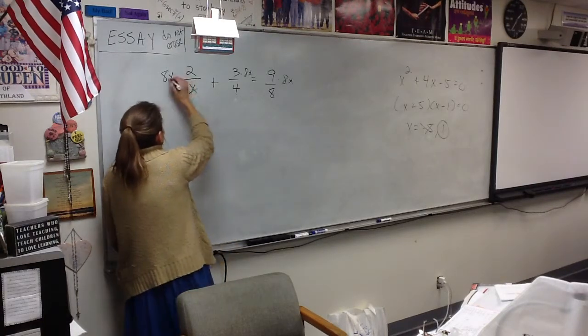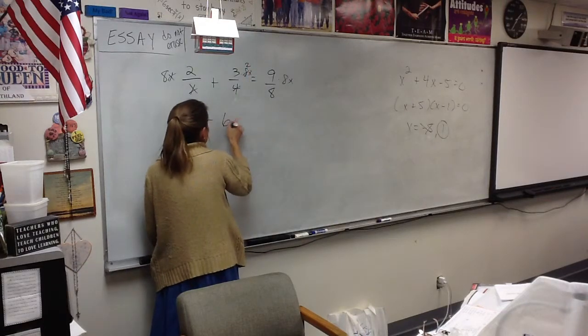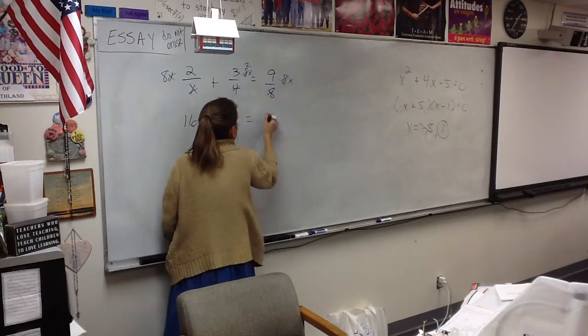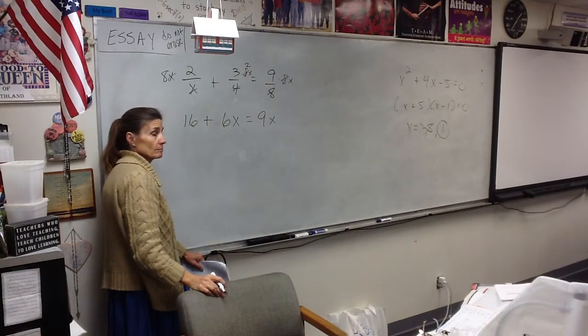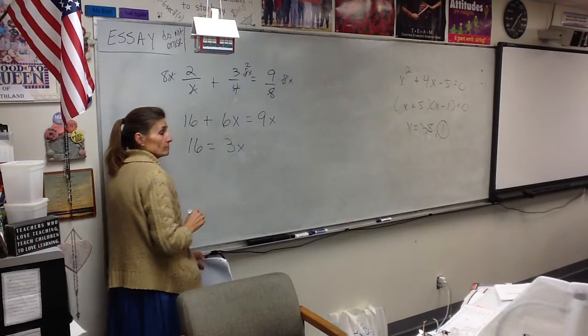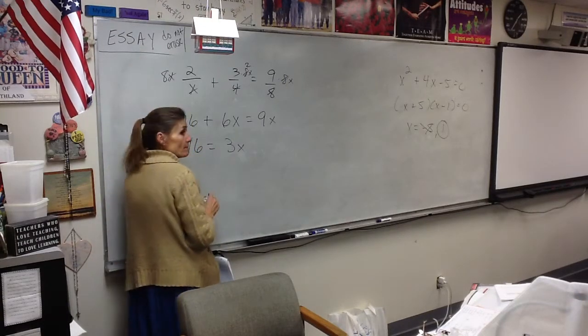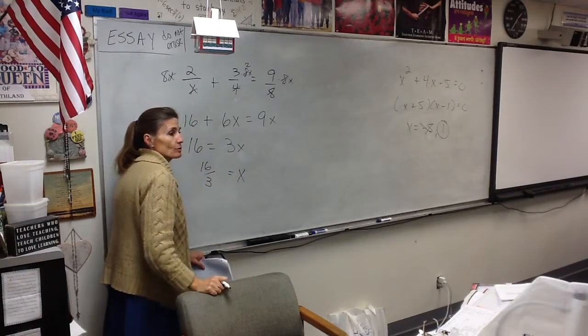So what have I got? 16 over 7 plus 6x plus 9 equals 9x. Subtract those. So 16 equals 3x. You can divide, right? Yes. And x equals 16 thirds.